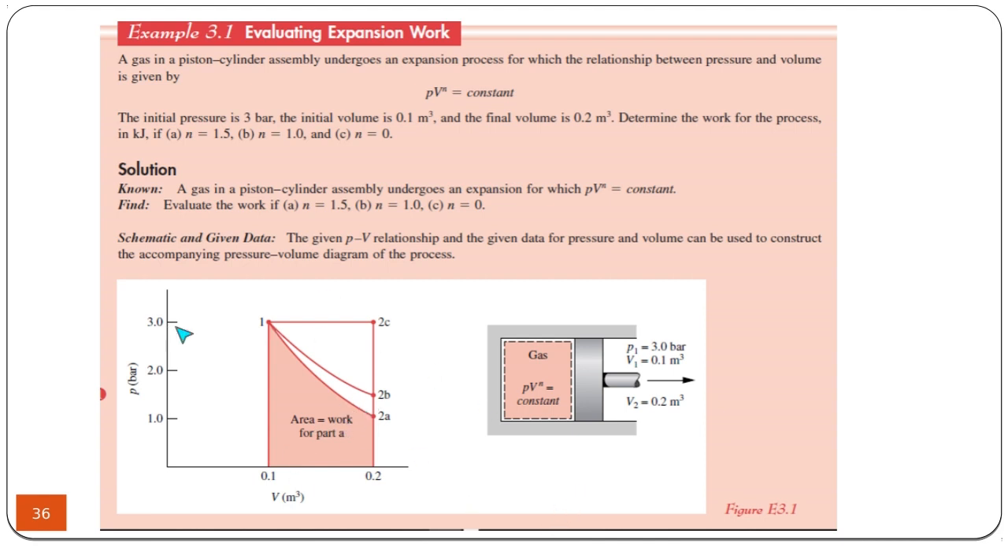For instance, this is when N is 0. When N is 0, we get P to be constant, because V to the 0 is 1, so P is constant. This is when N is 1, and this is when N is 1.5. So depending on the situation, this is the maximum work you get if the pressure is constant. Then you get less work if N is 1, and the least work if N is 1.5. Depending on the exponent, you get different work.